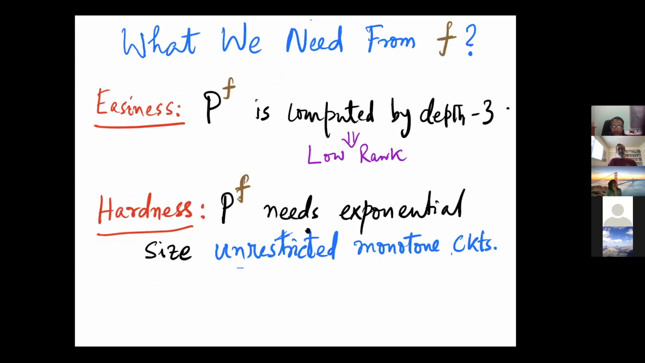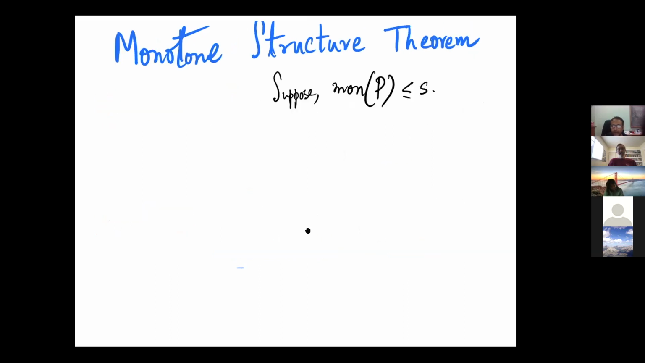So this all in all just means, rewording it, that if it is a set multilinear circuit computation of depth 3, then P of f must have low rank. All right, but we still have the hardness condition. Now let's try to understand the hardness condition. The easiness condition has now translated into low rank with respect to all partitions.